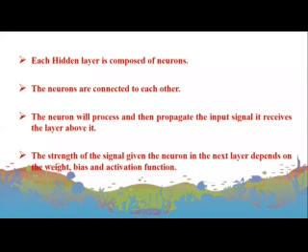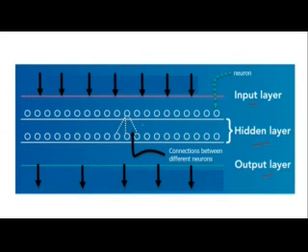Let's go for the uses. The hidden layer is a layer composed of neurons, and it is connected to other neurons. Moreover, it passes and propagates the input signal it receives from the layer before it. And the signal sent to a neuron in the next layer depends on the weight, bias, and activation function. So what is activation function? Everything we will look at elaborately in upcoming sessions, with deep learning algorithms and so on. So it's a basic concept. Let's look at the diagram.